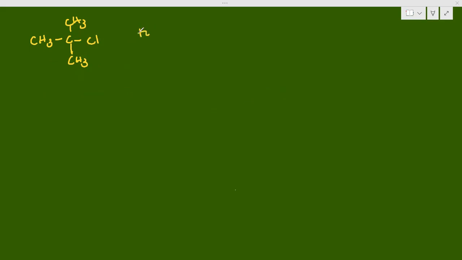So how can we write it? That is CH3. This is iso and butyl. So one more carbon atom we have to add. So this is a conversion from a tertiary compound into a primary compound.